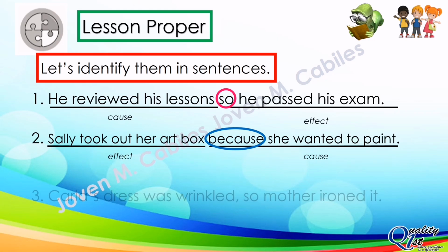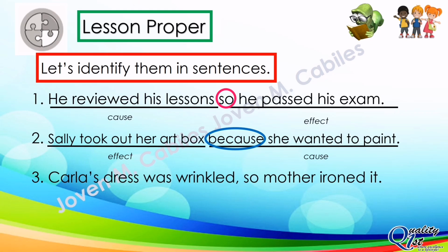Okay, for number 3. Carla's dress was wrinkled, so mother ironed it. The effect is, so mother ironed it. Why? Because we have the signal word so, and the remaining part will now be the cause.